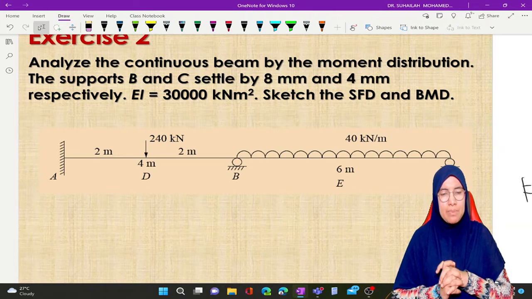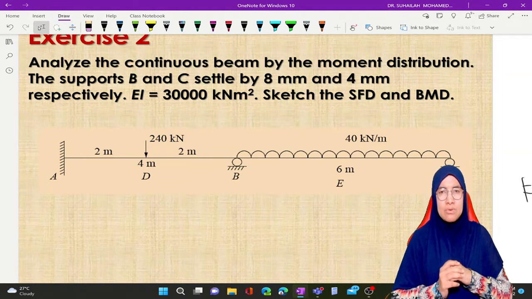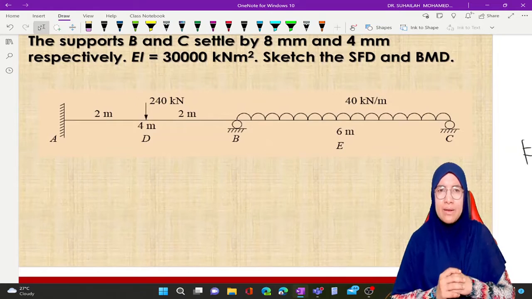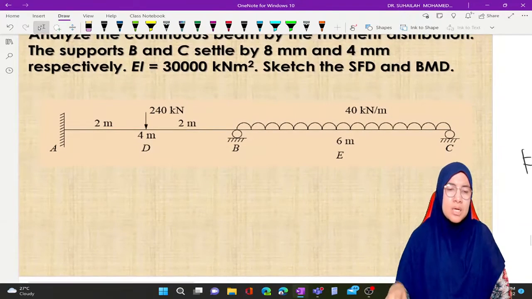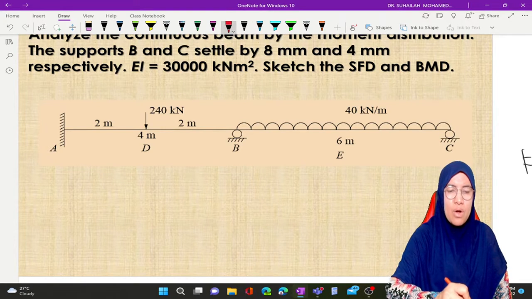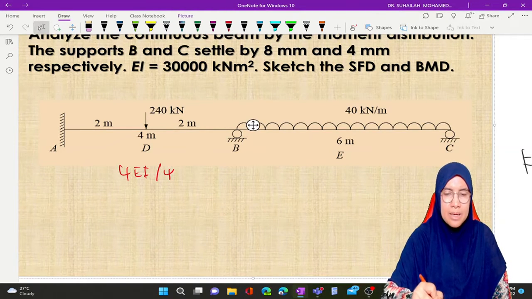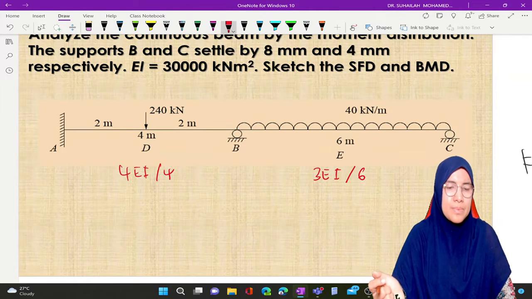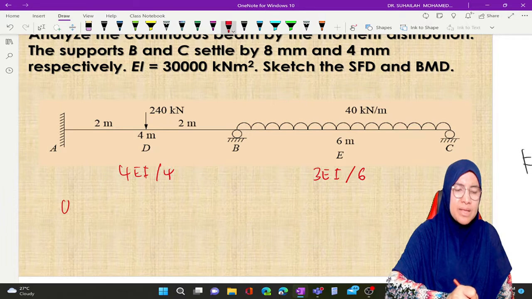Okay. So sketch the shear force diagram and bending moment diagram. AB is 4 meter, BC is 6 meter, 240 kilonewton is applied at the center of member AB, and 40 kilonewton per meter is loaded along member BC, whose length is 6 meter. A is fixed, and C is roller. So for member AB, we use 4EI over 4, and for member BC, we use 3EI over 6, since EI is constant.